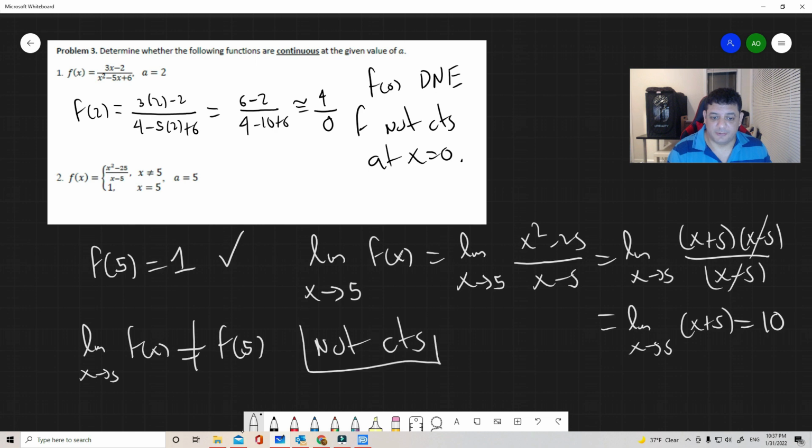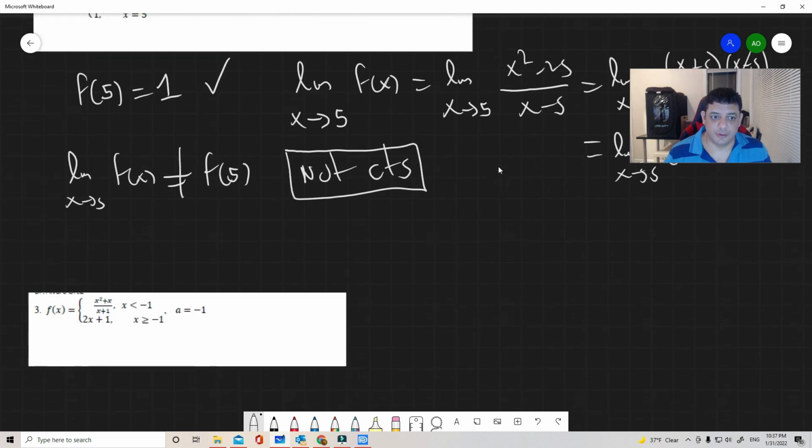This breaks the third rule, which is that the limit has to be equal to the definition of the function. Okay, let's move on to another exercise.